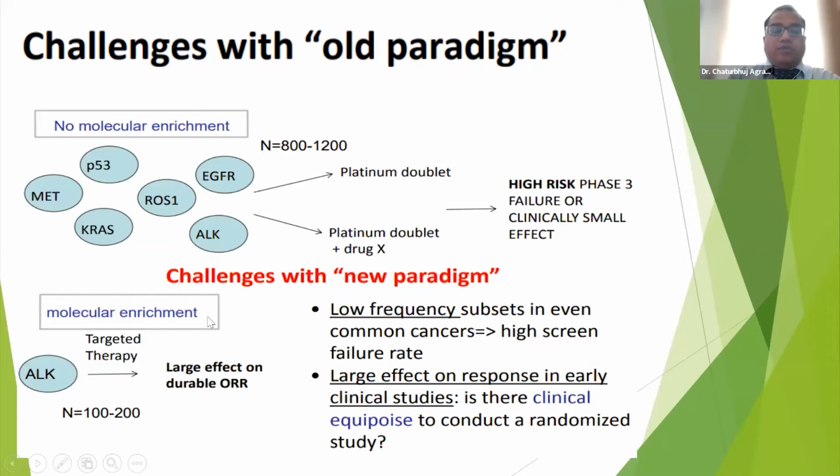If you have a molecular enrichment, if there is a targeted therapy which has a larger effect on durable overall response rate, since it's a low frequency mutation, high risk, there are very much chances of a high screen failure rate, and it has a large effect on responses in early clinical study. So is there any clinical equipoise to conduct a randomized clinical trial?